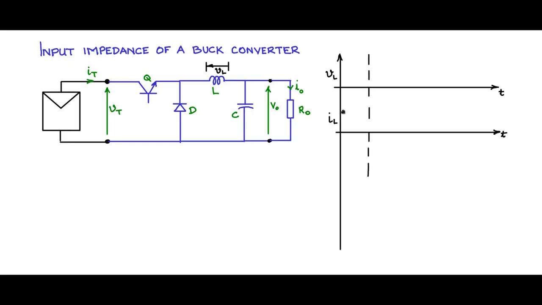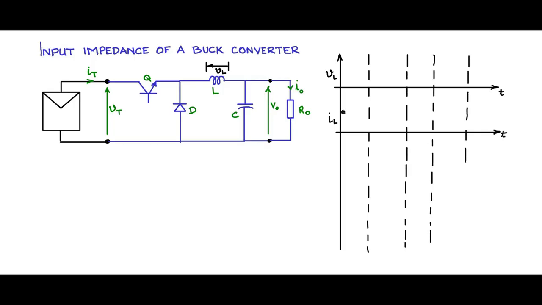Let us mark the time spaces. So I will mark the time spaces like this. Now this portion is the time when Q is on, and I will call it DTS, like we did in the earlier case for the boost converter. This is 1 minus D times TS. Together this period is the TS period because D is less than 1. Now it will repeat for the second TS period also, like this.